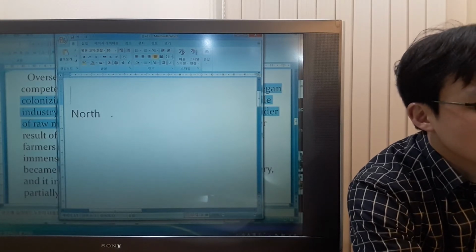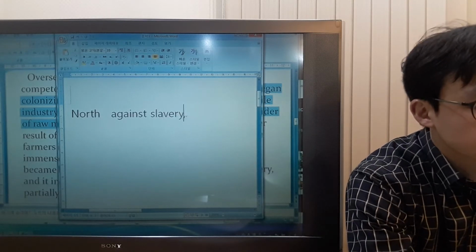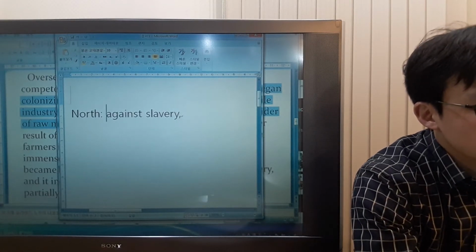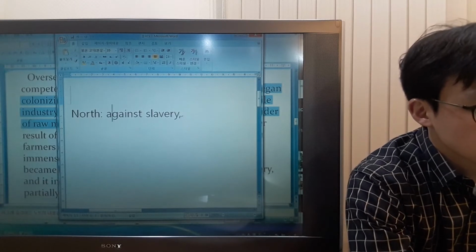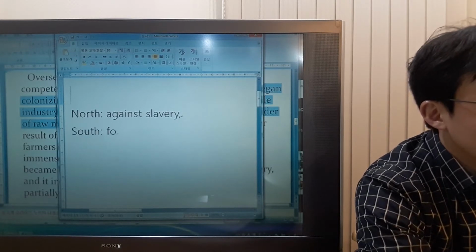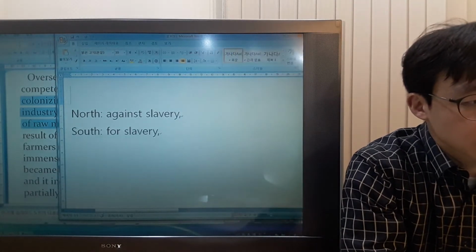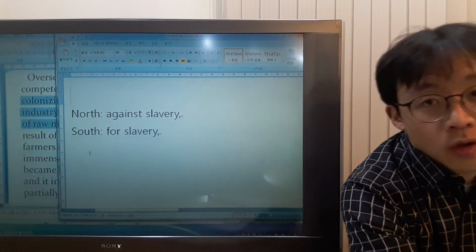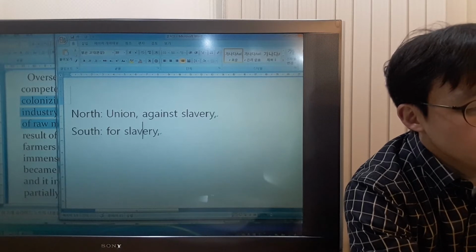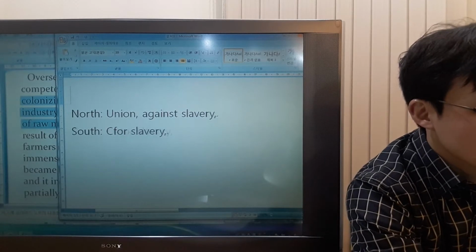The North was against slavery. Okay? And the South, the southern states, were for slavery. Understand? The North was called what? They were called the Union. Union means several states becoming one, alright? And the South was the Confederates.